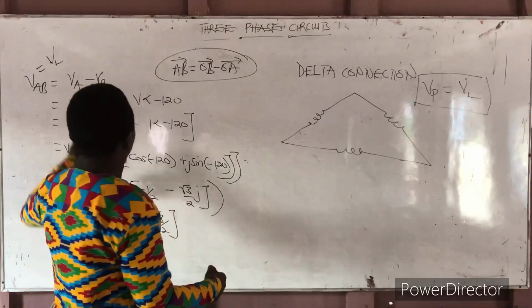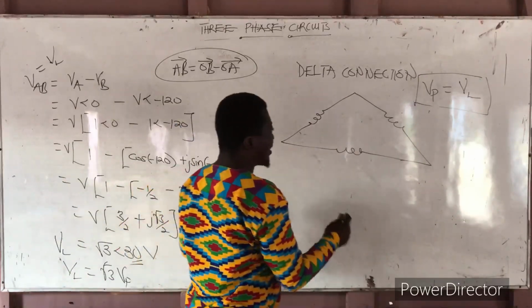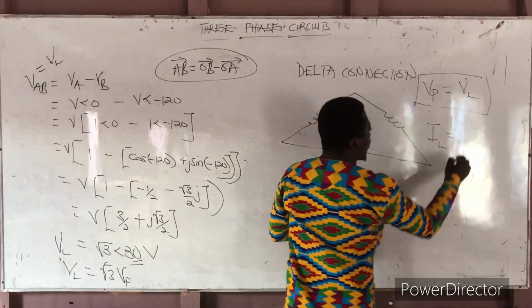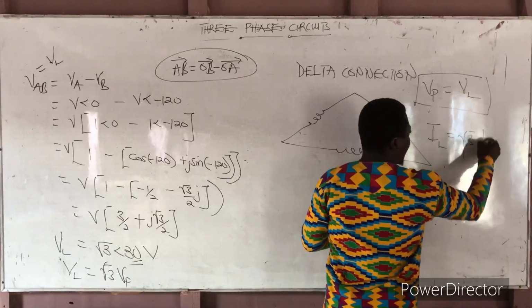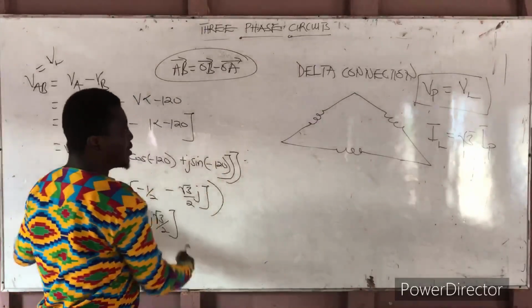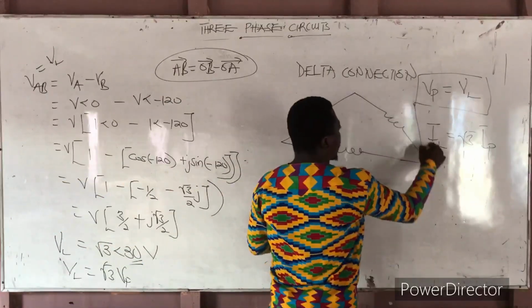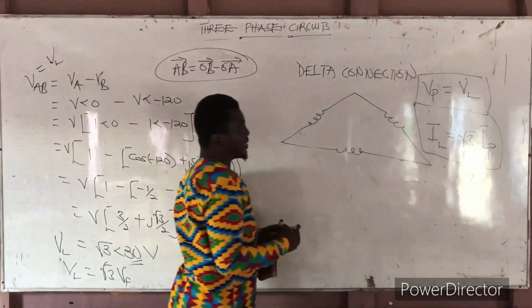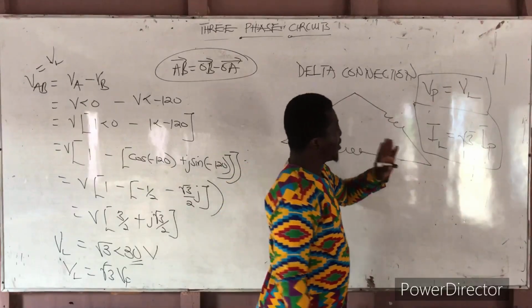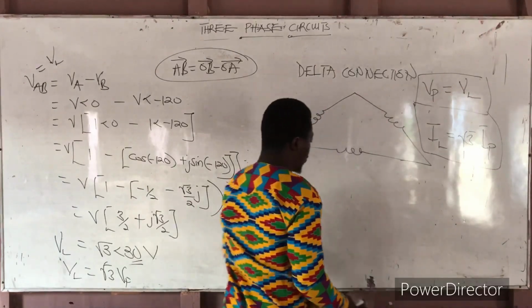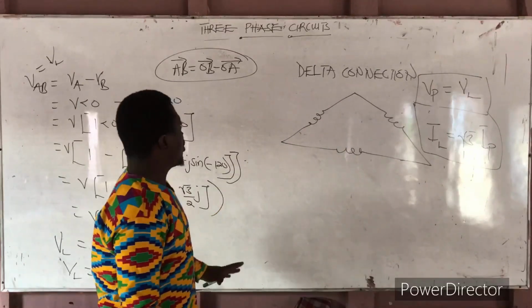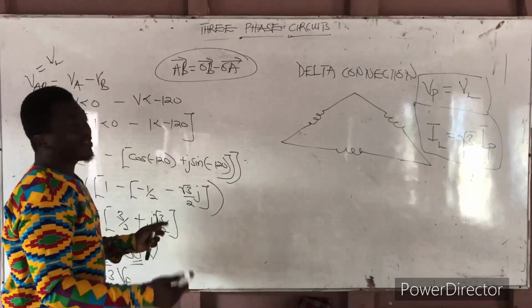But if I go through the derivation for the current, I'll end up getting line current equal to root of 3 phase current. If I go through the derivation, I'll see that the second condition that I need for delta connection is that the line current will be equal to root 3 the phase current. So basically, this is the understanding of the 3-phase system.